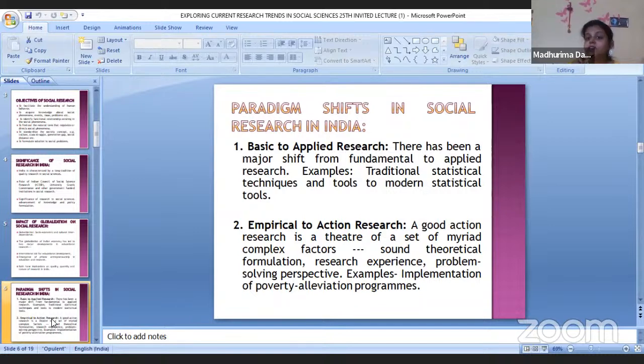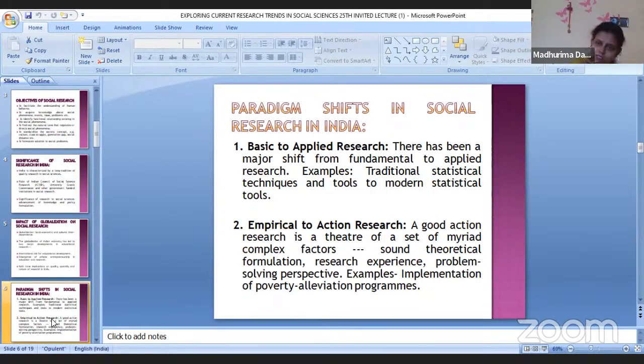So there has been a transformation from traditional statistical tools. Research in previous years was carried out using traditional statistical tools like mean, median, mode. But now it has been replaced by modern statistical tools, software like SPSS, ANOVA, Stata. When we give all the data, the software calculates everything and automatically brings the results to us. We don't have to calculate manually, the way we used to do previously. So we are using the knowledge of basic research and applying it to the software. So it is applied research. That is the first paradigm shift.